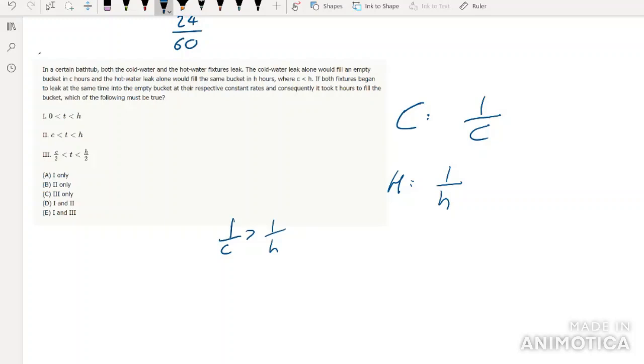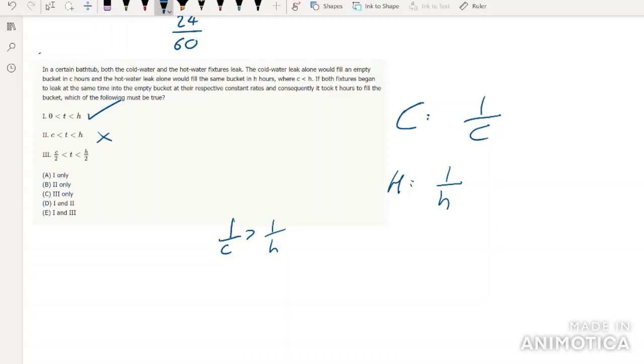If both fixtures began to leak at the same time into the empty bucket, at their respective constant rates, and it took T hours to fill the bucket, which of the following must be true? Okay, well, clearly it takes less than H hours if you've got both of them working together, but more than 0. So 1 is true. It certainly doesn't take more than C hours because we've got both of them working together. So this isn't true.